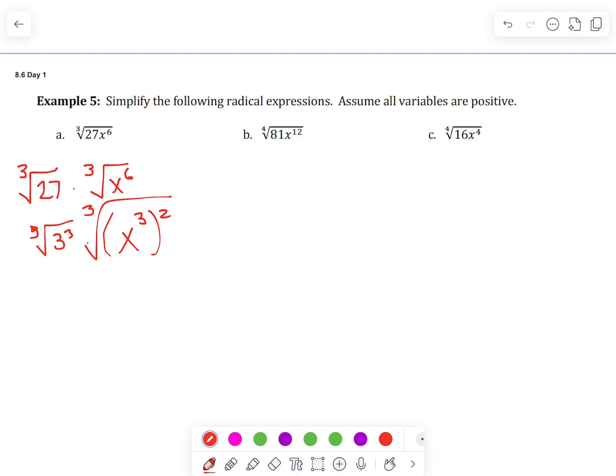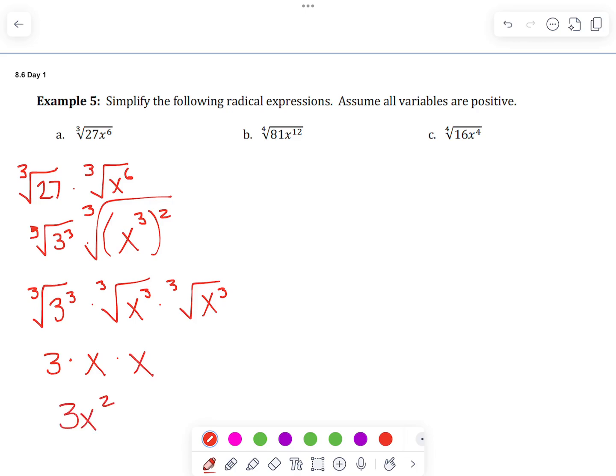I'm going to go one more time. So cube root of 3 cubed, cube root of x cubed, and then cube root of x cubed. So what will happen is the index and the power cancel out, so we're just left with a 3. Cube root of x cubed is just an x. Cube root of x cubed is just an x. So we combine those back together, giving us 3x squared.